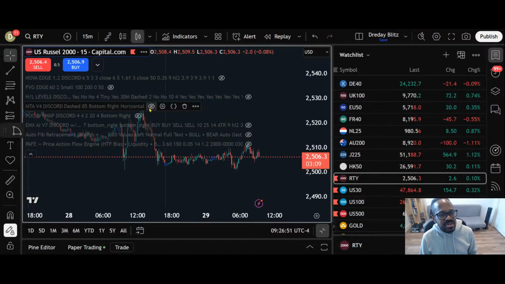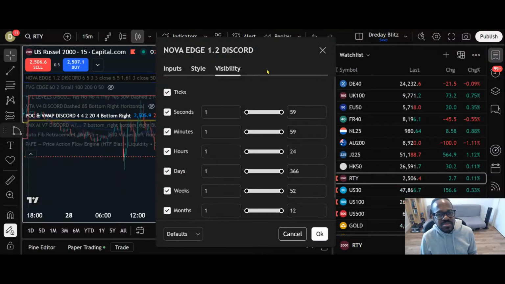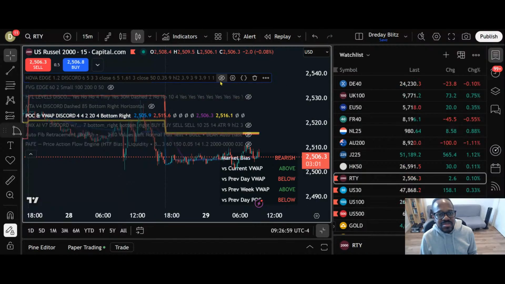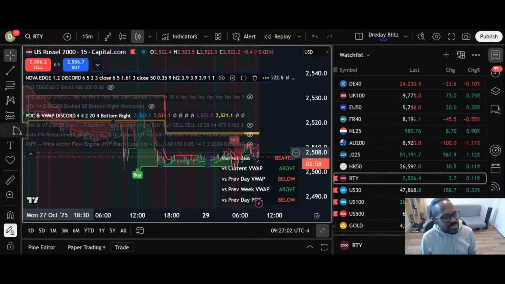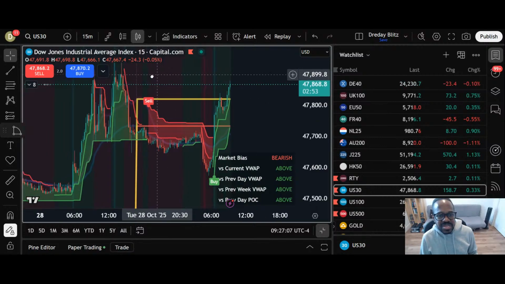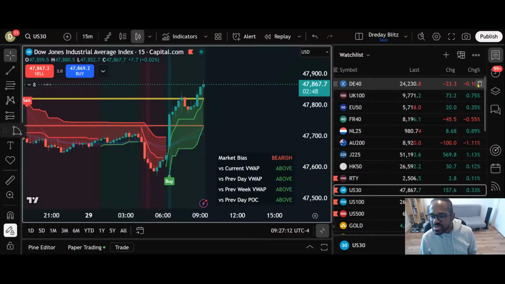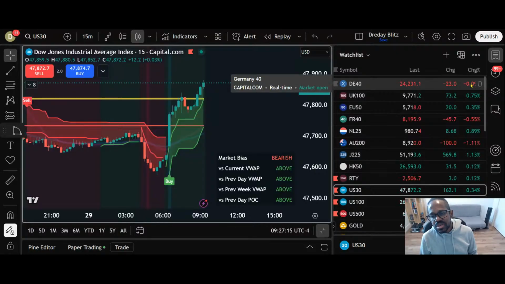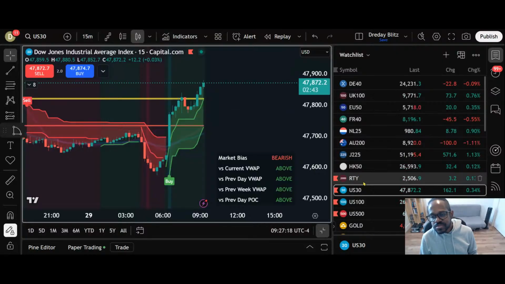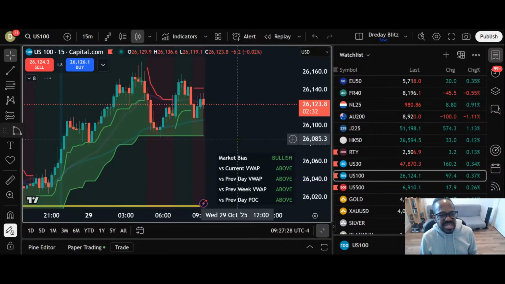So we'll open POC with Nova, and we're gonna wait for our signals. The signals that I'm gonna receive here at this time will be US30, NASDAQ, S&P 500, and Russell 2000. We have gold and also German 40. Those will be the trades here for this time.